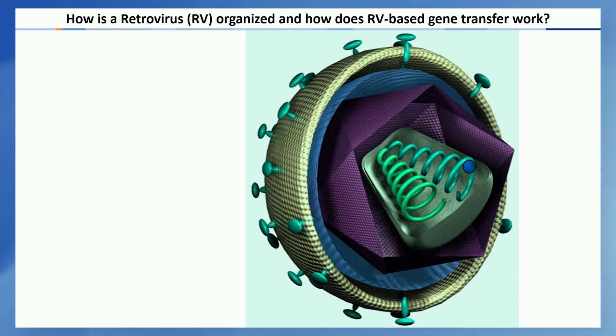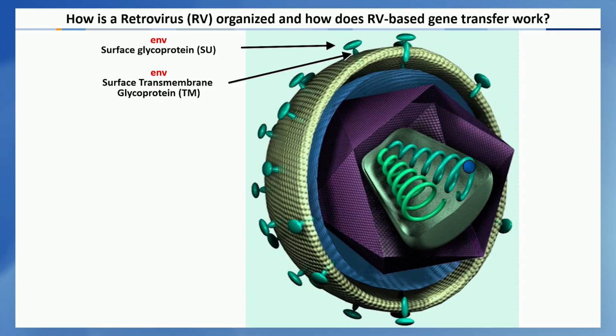So this is a very simple scheme of a retrovirus, in this case a mouse retrovirus. What we have are these knobs on the surface of the envelope. We have a lipid bilayer with the surface glycoprotein, which is encoded by the ENV gene, which binds to a receptor and enables the virus or vector later on to enter the cell. We have the transmembrane glycoprotein, which, as the name says, anchors the surface glycoprotein in the lipid bilayer of the virus.